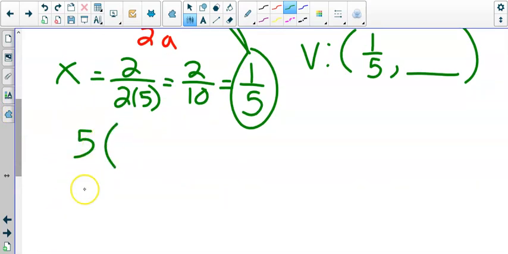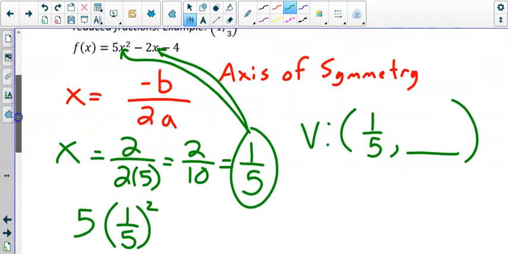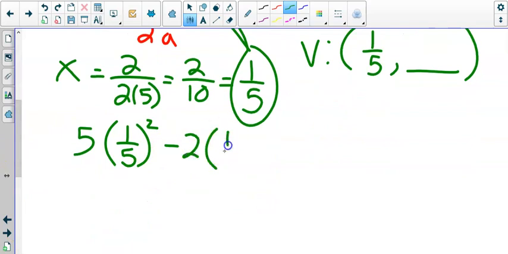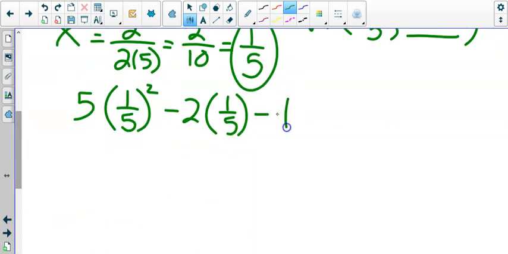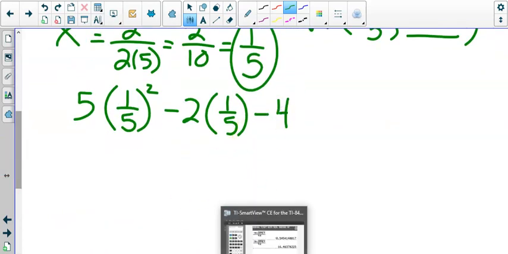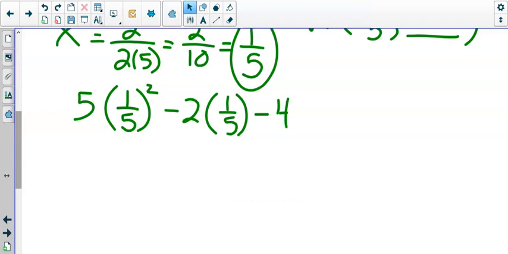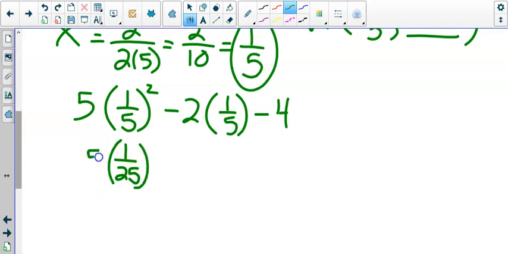So plugging in, we've got 5, and then I got 1/5 that I need to square, minus 2 times 1/5, minus 4. So you use your handy dandy calculator. What is 1/5 squared? 1 over 25. And what is 5 times 1 over 25? 1 over 5. Good. 1/5.